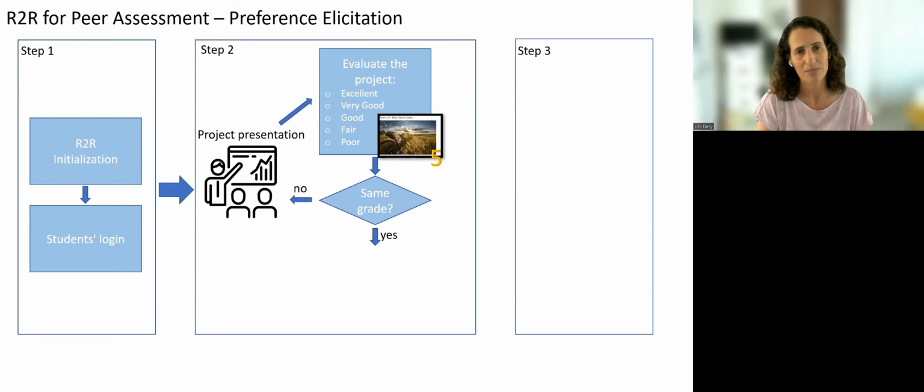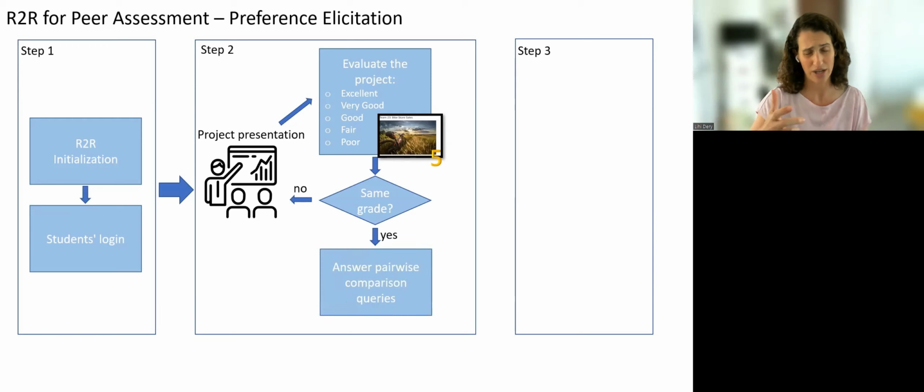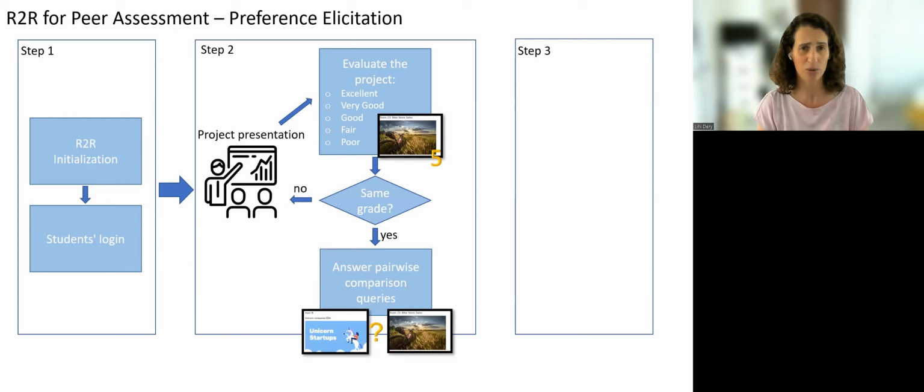But if the same grade has been given before, the student will see a pop-up question with a pairwise comparison query, something like, oh, you gave this project and this project the same grade. Which project do you think is better? Don't grade them again, just tell us which project you think is better. So this is just an additional question. And once the student answers that, the student waits for the next project presentation as well.